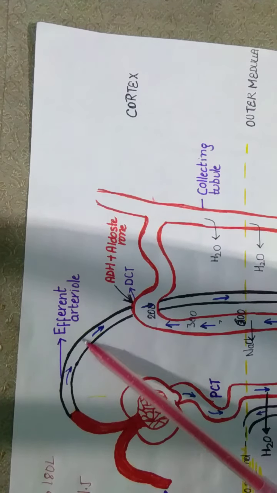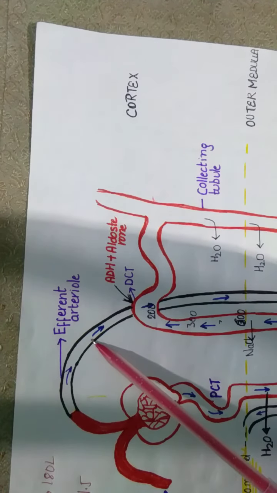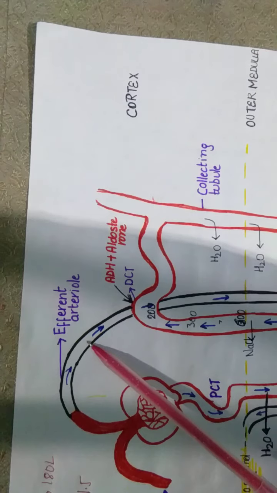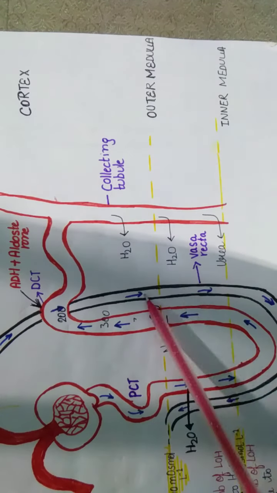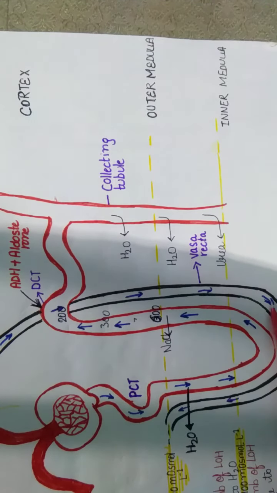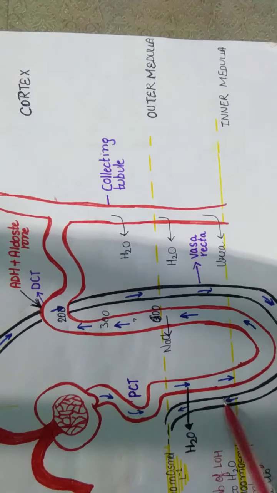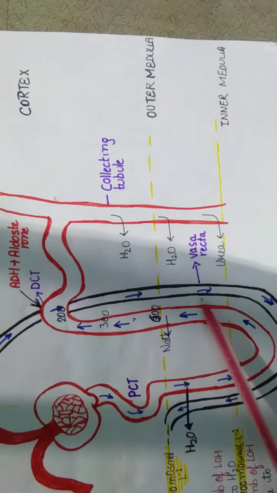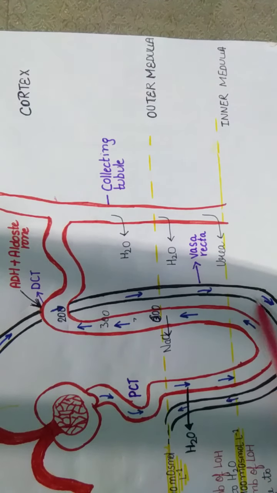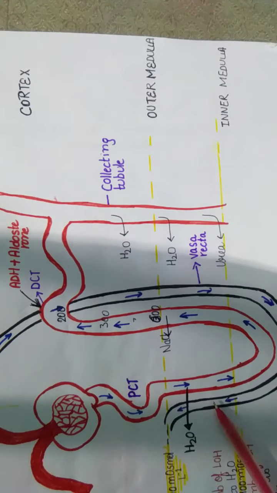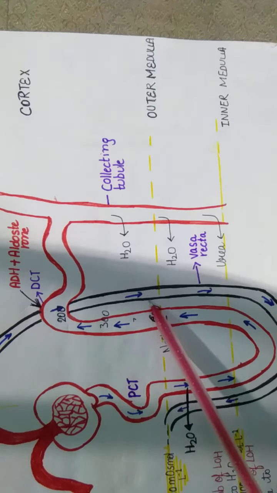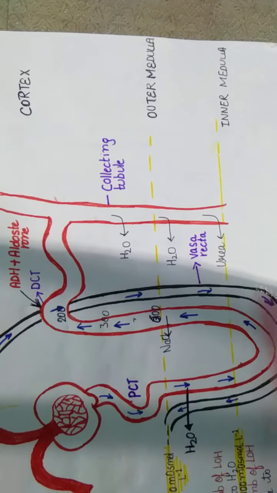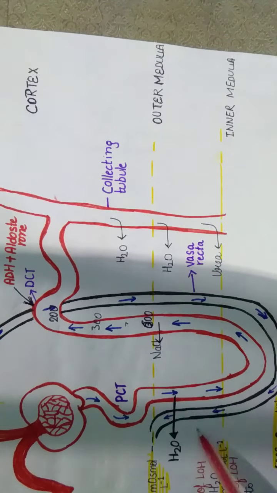Now there is a network of the efferent arteriole which is called the peritubular capillary, and the vasa recta is a part of the peritubular capillary, and the vasa recta runs parallel to the loop of Henle. You can see this clearly from the diagram. The vasa recta is running parallel to the loop of Henle. Now this is the descending limb of the vasa recta and this is the ascending limb of the vasa recta.